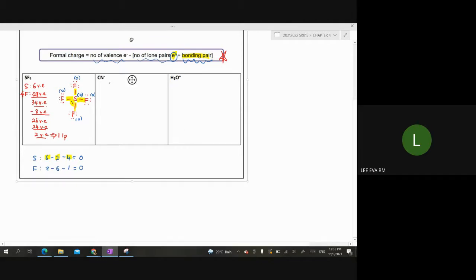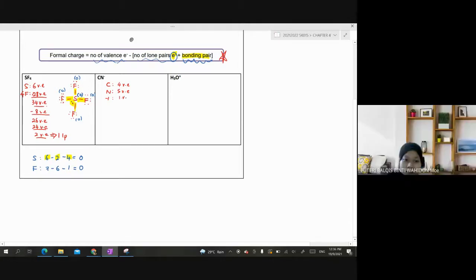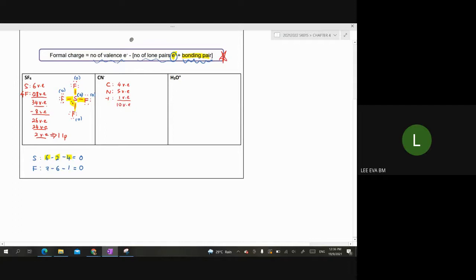Let's say we have CN minus. Carbon has 4 valence electrons. Nitrogen has 5 valence electrons, and there is a negative charge. Do we add or subtract? Add. So now we have 10 valence electrons. No central atom because there are only 2 atoms. In the middle we have 2 electrons, so we are left with another 8 valence electrons, not enough room.